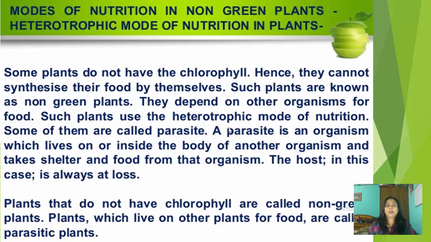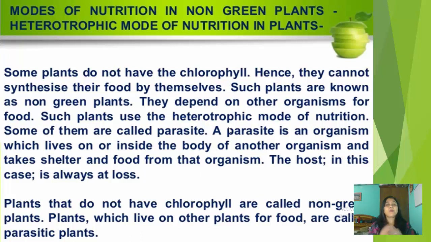Parasites are of two types: total parasites or complete parasites, and partial parasites. Complete parasite or total parasite, they depend completely for their food or nutrition on the host plant because they lack chlorophyll. So, in this way, the total parasite or the complete parasite harms its host, and sometimes it leads to death, means the host plant dies.